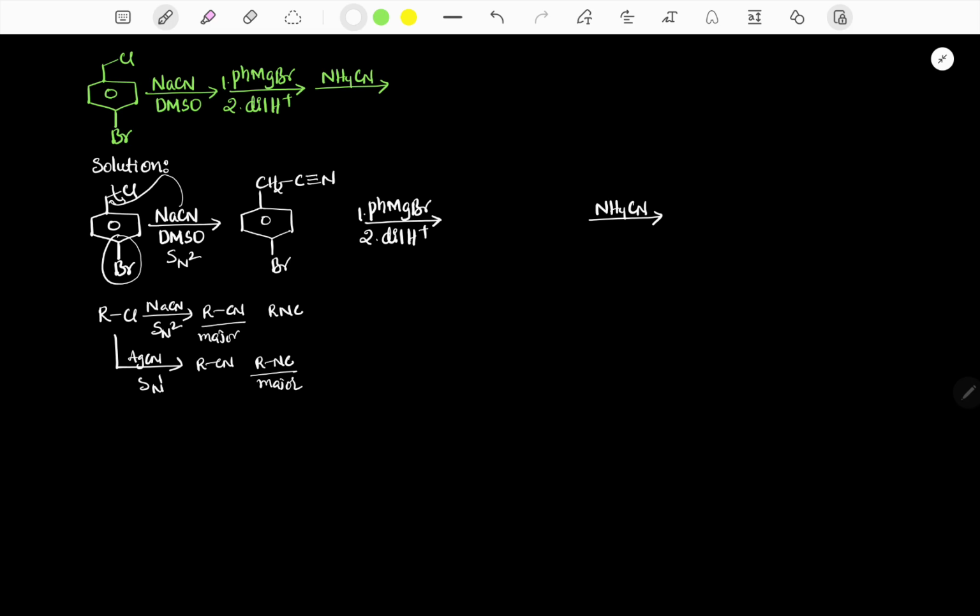Now this product is treated with Grignard reagent, PhMgBr. So it is a nucleophile as well as a base. Here it acts as a nucleophile. The nucleophile does not react with the benzylic carbon, but the nucleophile reacts with the cyanide. The pi bond will be shifted. So the basic reaction is, when cyanide is treated with Grignard reagent, nucleophilic addition takes place.